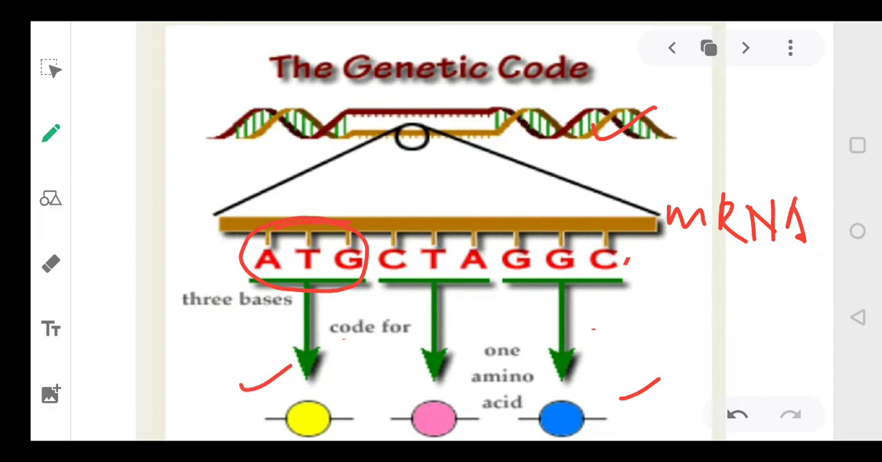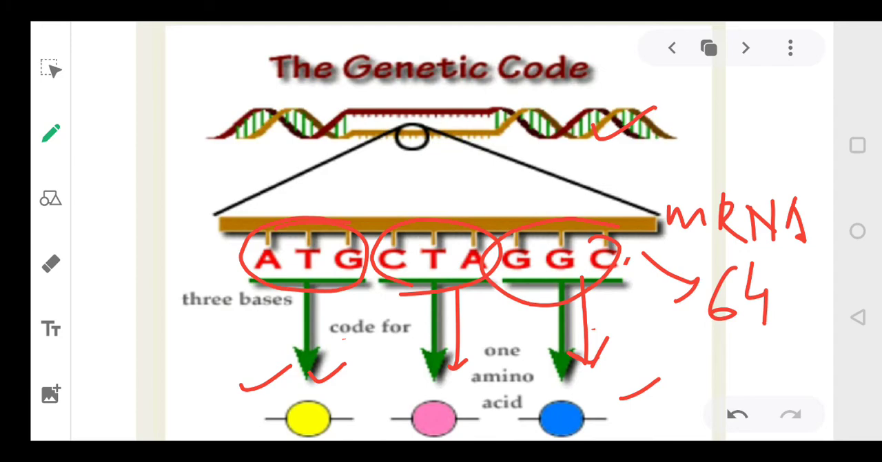So let's see, this is a sequence which is there. mRNA has a sequence A, T, G, C, T, G, A, G, G, C. So 3 will make 1 amino acid. These 3 will make 1 amino acid. These 3 will make 1 amino acid. So as per George, he said 3 bases will code for 1 amino acid. So we have in total 64 combinations, 64 codons.